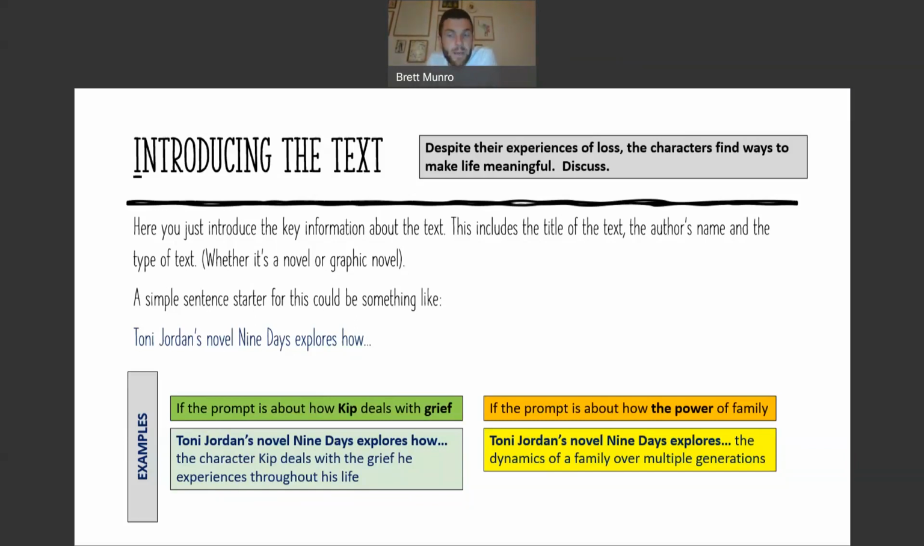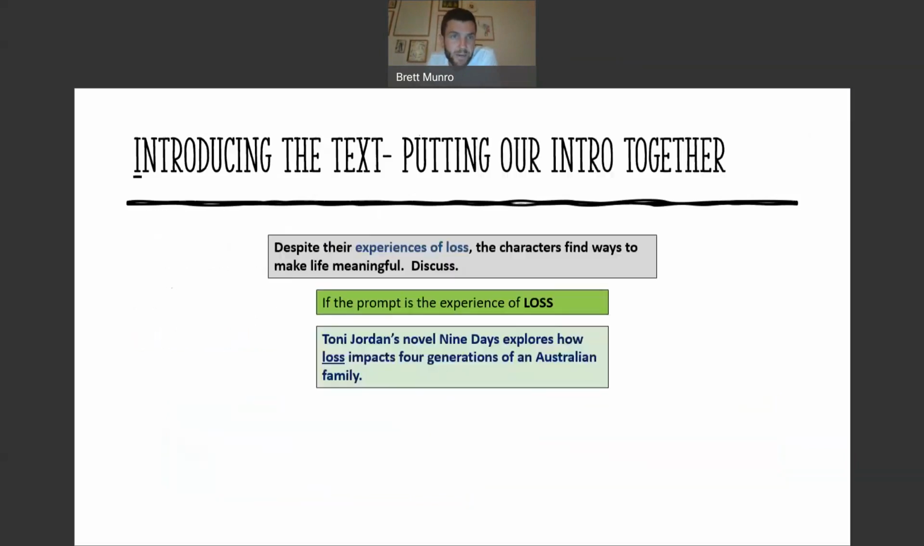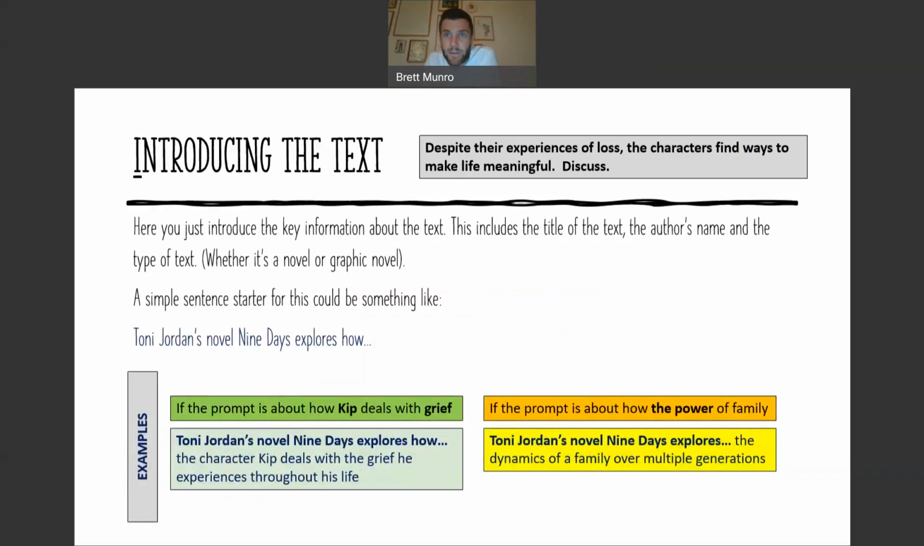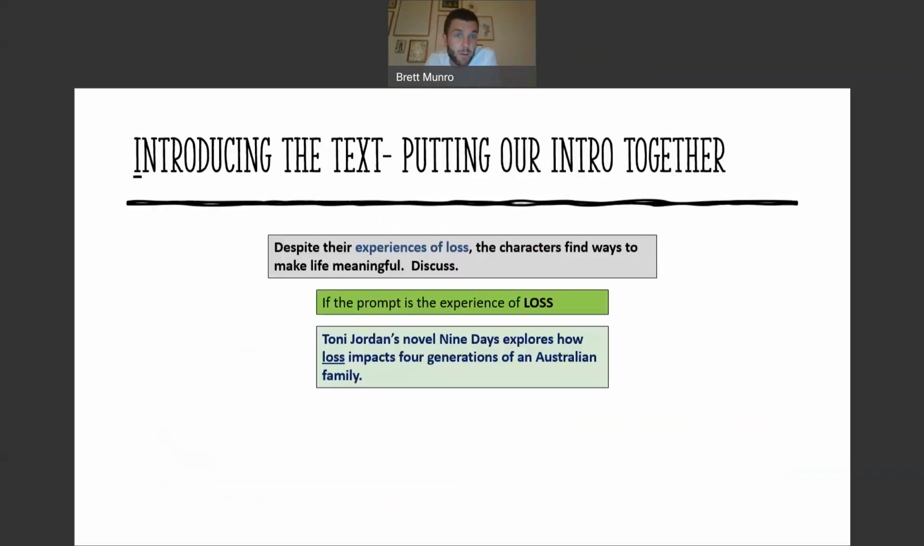Okay. From here, we're going to move on to the second thing that you need to do. So this is an example for the actual prompt that we had at the top of our page here. Despite their experiences of loss, the characters find ways to make life meaningful. Discuss. So here the key words of this prompt are experiences of loss, and also we would say that it is making life meaningful.